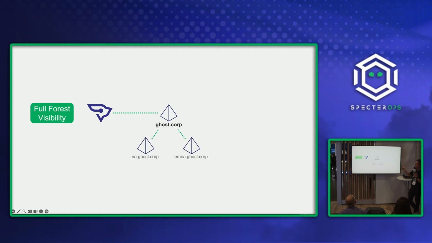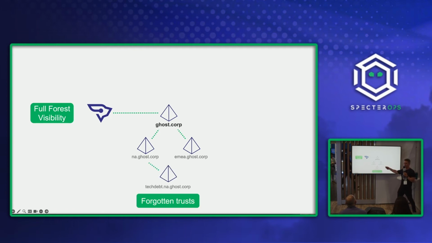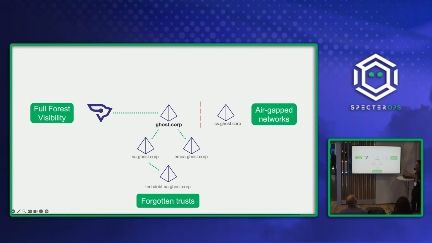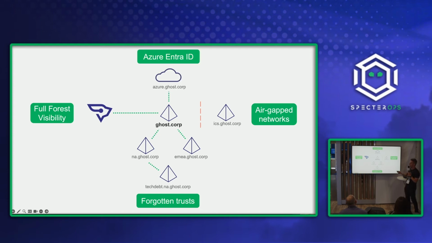So with cross-trust visibility, we can enumerate every domain, even the ones that a company may have forgotten about. This has really happened. They forgot that they have a domain trust in place, and we found it for them. We also now support offline collection. So for ICS or non-connected environments, we can analyze those environments and bring those into BloodHound Enterprise. And then we also cover Azure and Entra ID, or whatever they call it today.